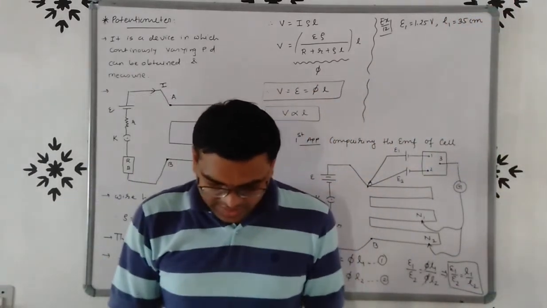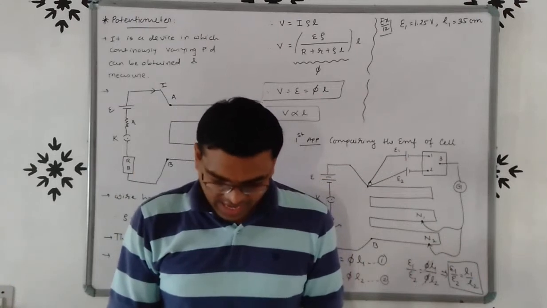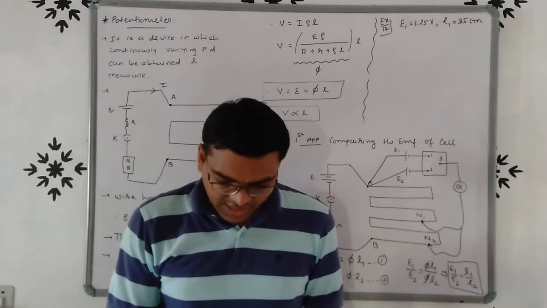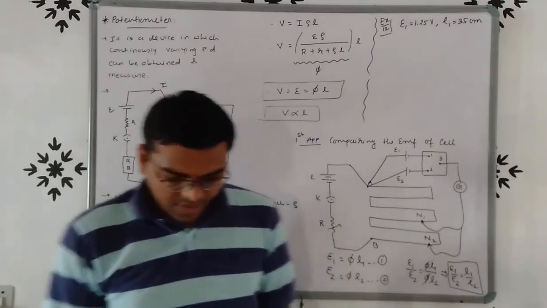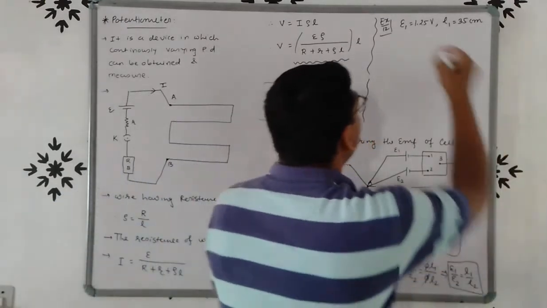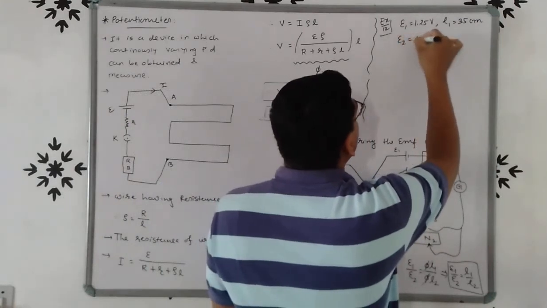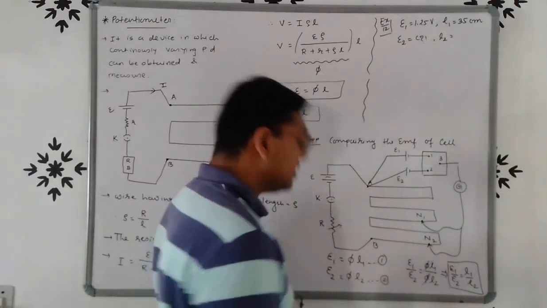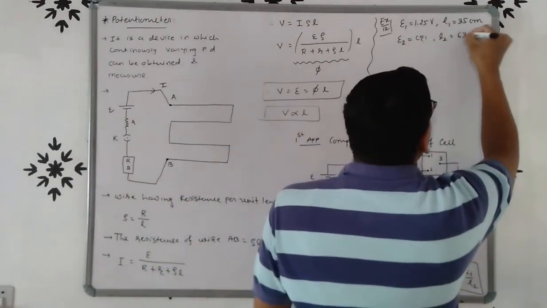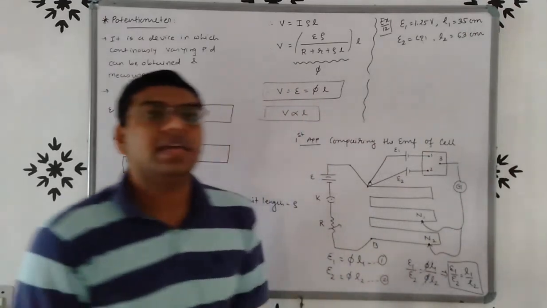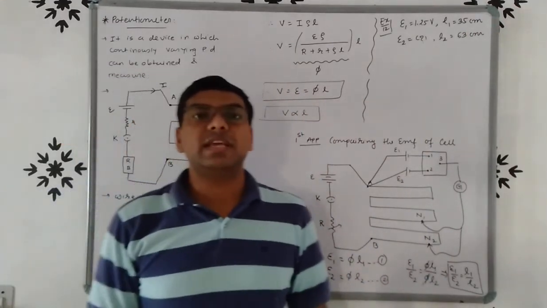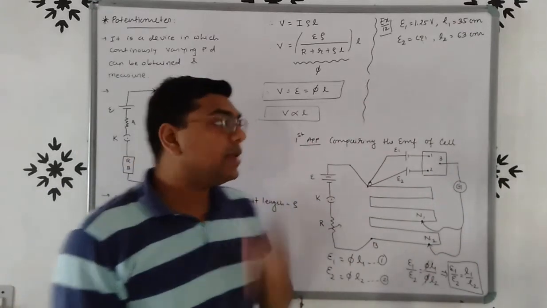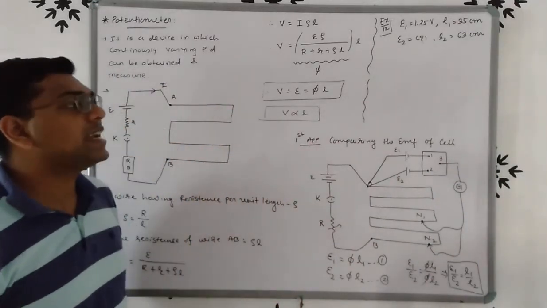Now, if the cell is replaced by another cell and the balance point shifts to 63 centimeter, then what is the EMF of the second cell? So we have to find out the EMF of the second cell, that is E2, and here the null point is given, L2 is 63 centimeter. So in this example we know the EMF E1, L1 and L2, and we have to find out E2, that is the EMF of the second cell.